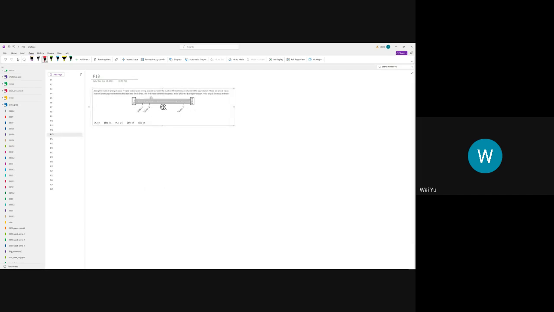7 water stations are evenly spaced between the start and finish lines of a bicycle race as shown below. There are also 2 repair stations evenly spaced between the start and finish lines. The third water station is located 2 miles after the first repair station. How long is the race in miles? So let's suppose that it's L miles long. So let's find where the third water station is.